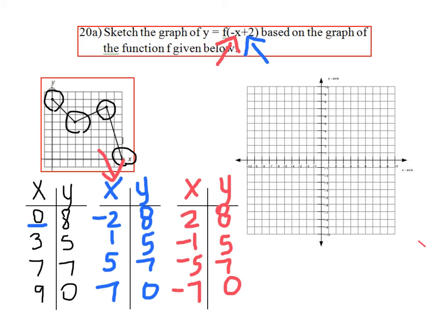And if I do this, now I just have to graph these points. And I would have a (2, 8), a (-1, 5), a (-5, 7), and a (-7, 0). And then I'm going to connect all my dots, and my graph would look something like this. And that would be my actual transformed equation, transformed correctly.